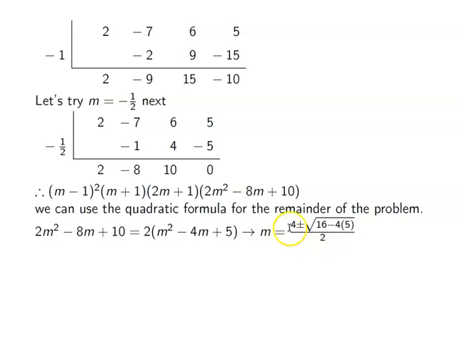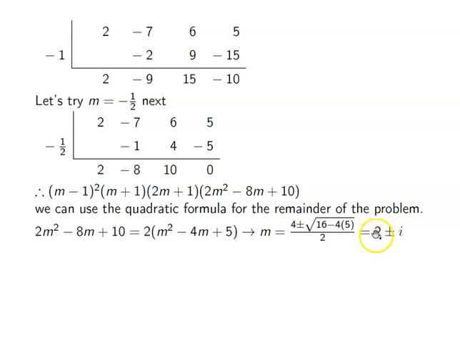Okay, m is going to equal negative b plus or minus the square root of b squared minus 4ac, divided by 2a. In this case, I pulled out the 2, so a is just 1. So I'm going to have 16 minus 20 square rooted, over 2 here. The square root of 16 minus 20 is the square root of -4, so that's 2i. And 2i over 2 is just i. So my answer here is 2 plus or minus i, the two complex conjugates.